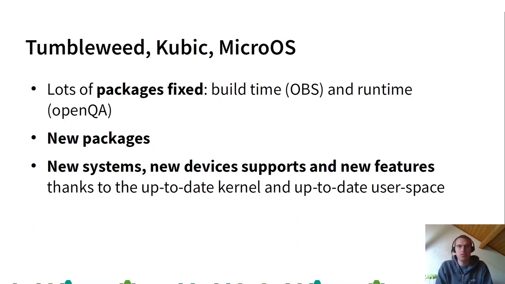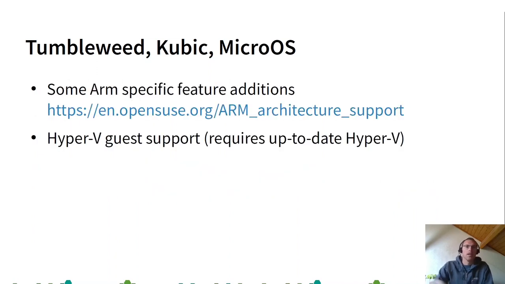Are constantly added to Tumbleweed thanks to the up-to-date kernel and up-to-date user space, including the GCC. By the way, the latest GCC has lots of performance improvements for ARM, so you should see better performance with Tumbleweed compared to Leap. If you want more details on ARM-specific features which are added to some snapshot, you can have a look on the wiki at the ARM architecture support page.